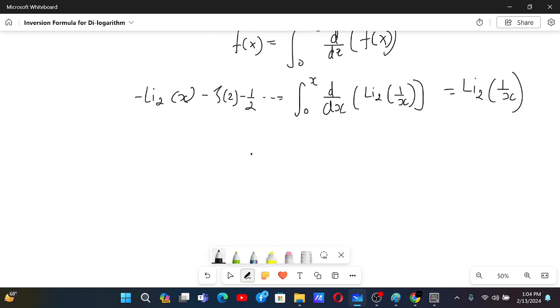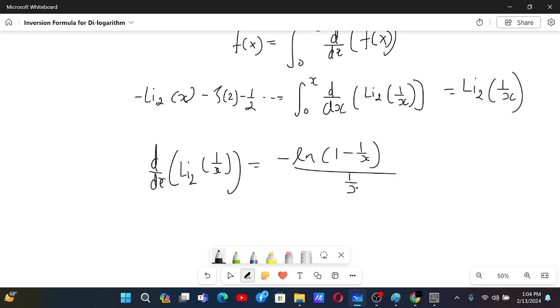So first of all, let's try to differentiate li2 of 1 by x. If we differentiate this, we will get minus ln of 1 minus 1 by x, divided by 1 by x. Basically, the derivative of li2 of something is just this thing. Now the derivative of 1 by x is minus 1 by x squared dx. The minus cancels out and we have ln of 1 minus 1 by x, over x, dx.